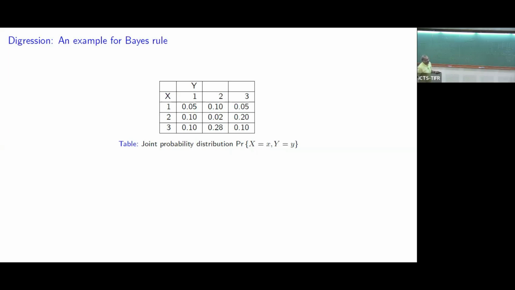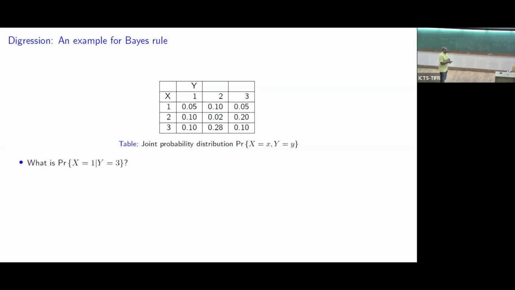So let's take two random variables x and y, and suppose this is the joint distribution of x and y. That means this is the probability of x equal to x and y equal to y. So what this table says is, let's look at this entry here. This is the probability that x takes the value 2 and y takes the value 2. Different elements of this table or this matrix give you this probability.